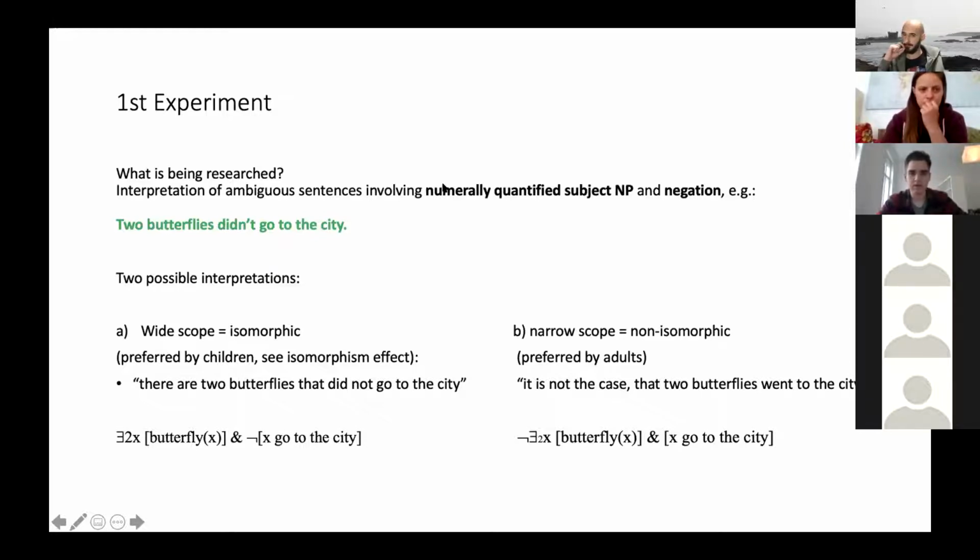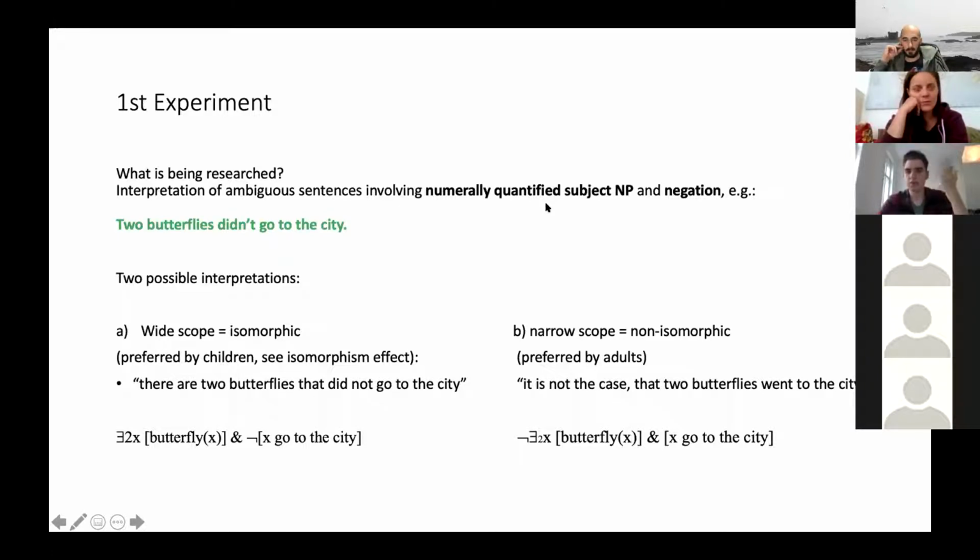So in this paper, Musolino and Lidz write about two experiments that they did on the quantificational status of indefinites. In the first one, they tried to find out how children interpret ambiguous sentences involving numerally quantified subject NPs and negation. For example, take a look at the sentence right here. 2 butterflies didn't go to the city. 2 butterflies, that's the numerally quantified subject NP.